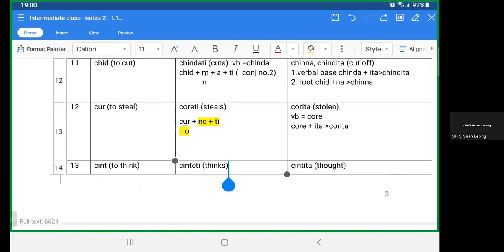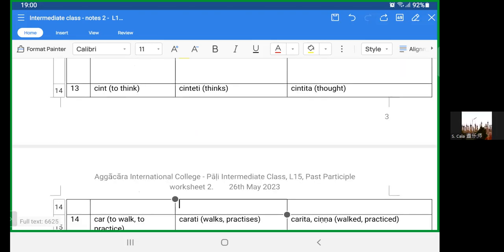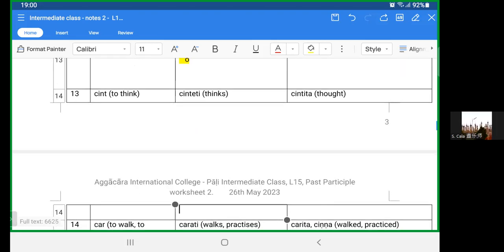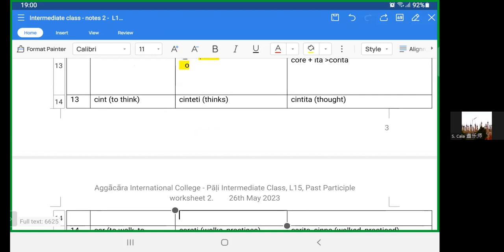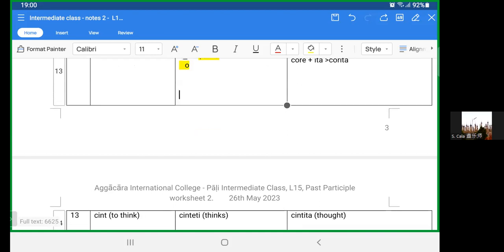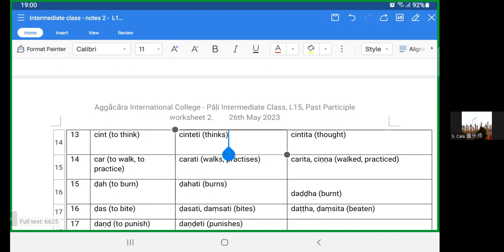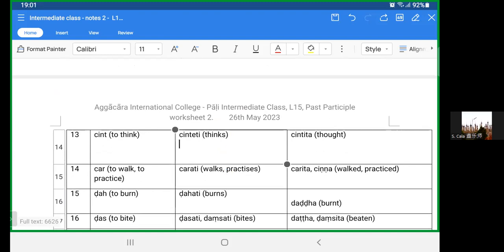Chin, next one, somebody try. This is very easy. Chin plus okay, so I need to write it down first. Okay, somebody try. This is very easy. Anybody want to try? How do you form this tindeti? How about going on? You can try now. Going on, Vira. Okay. Yes. Taiji.